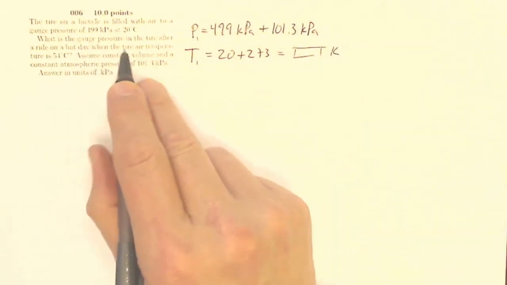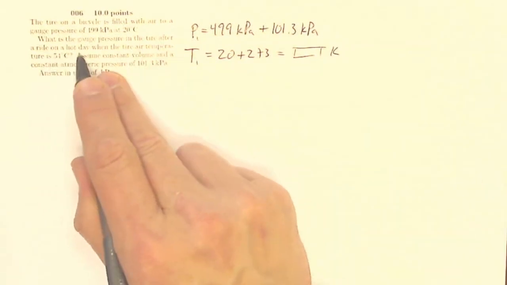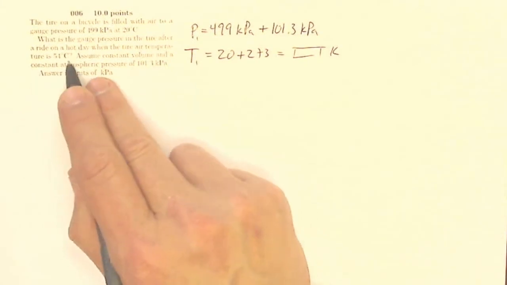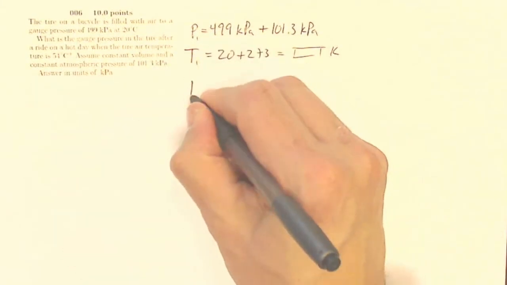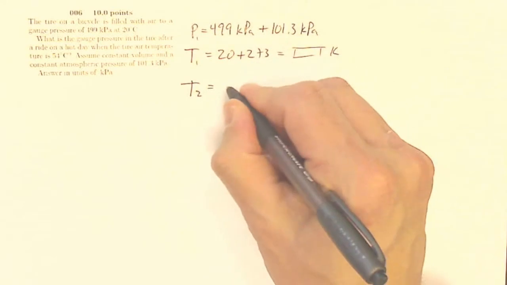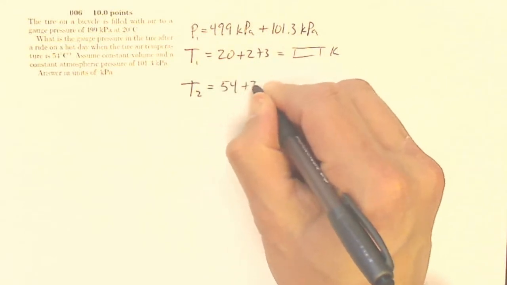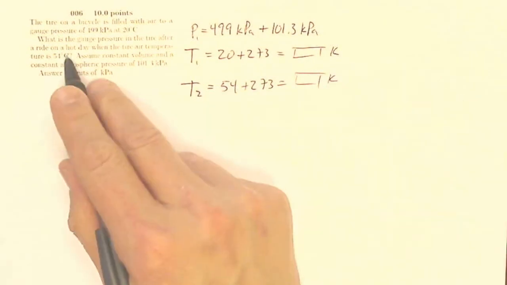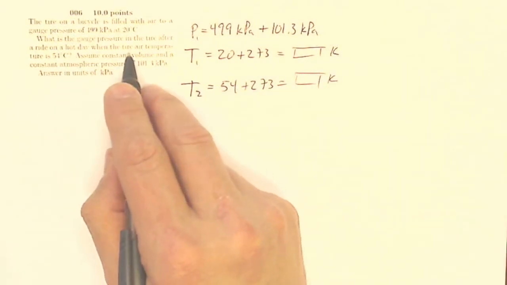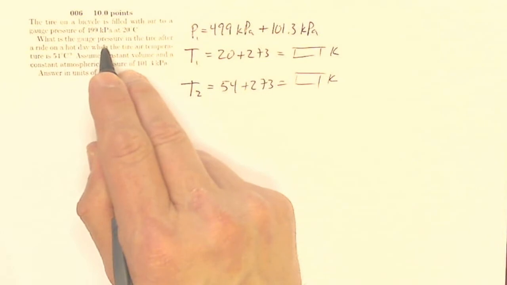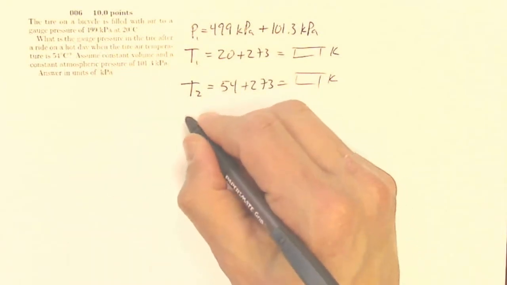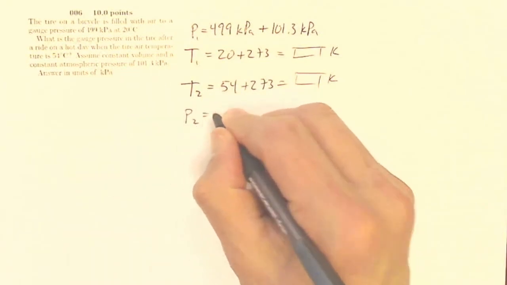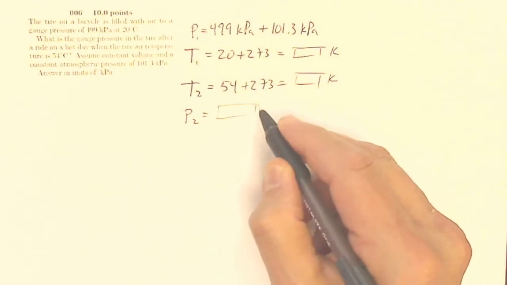What is the gauge pressure in the tire after a ride on a hot day when the tire air temperature is 54 degrees Celsius? Well, that's telling me that my new temperature is going to be 54 plus 273. That's going to be my new temperature. And it wants to know what's the new pressure, the gauge pressure. So I can't figure out the gauge pressure directly, but I can figure out the absolute pressure pretty easily.